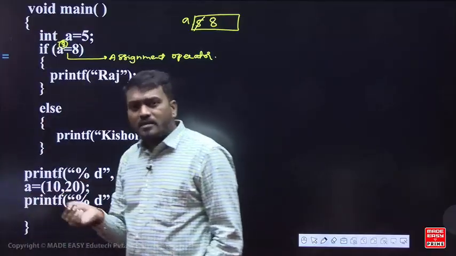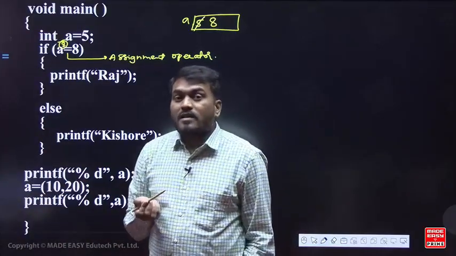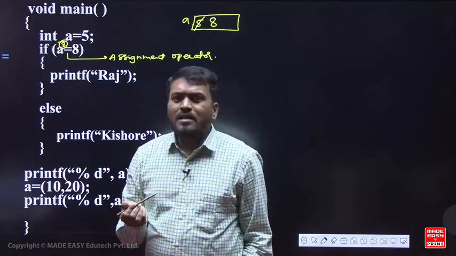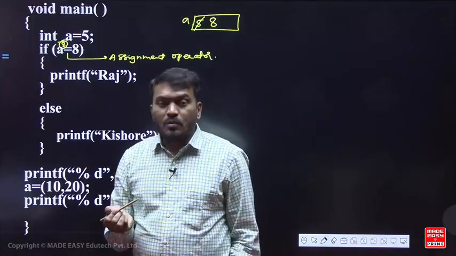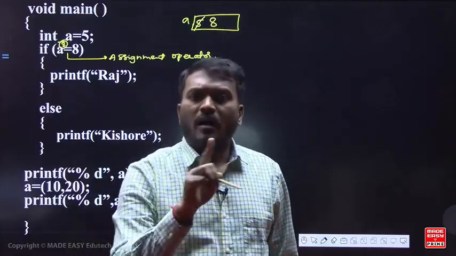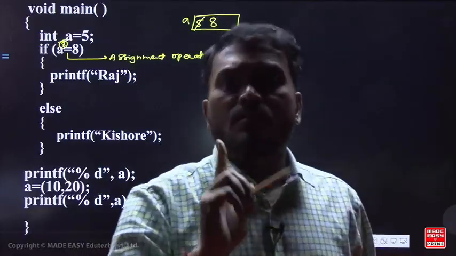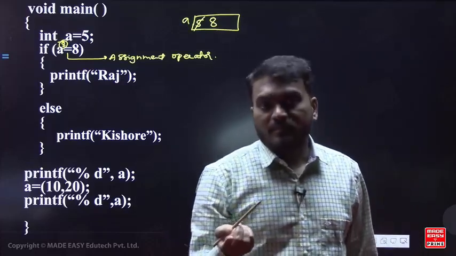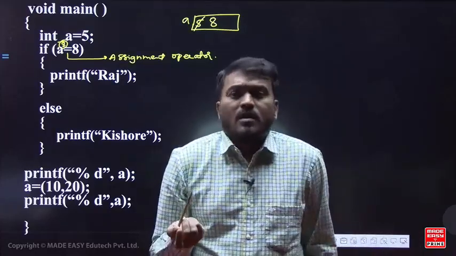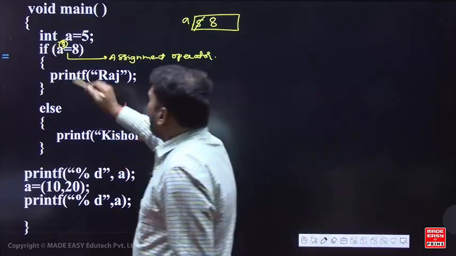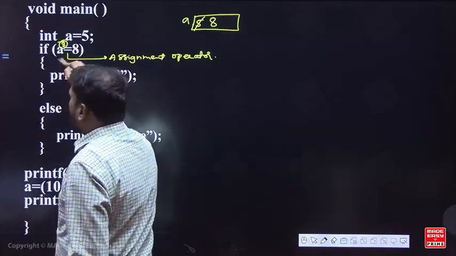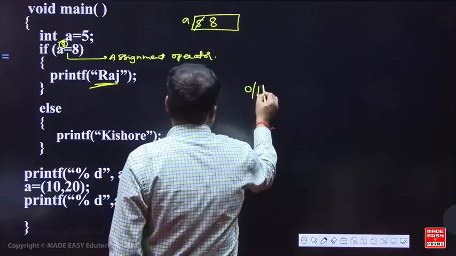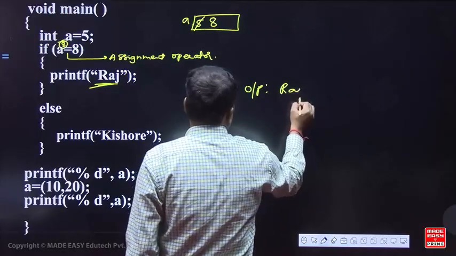What is the assigned value here? 8. So in the if condition, you are passing which value? 8. So is 8 treated as true or false? True. Remember, just now I told you all non-zero is considered true and 0 is considered false. So if 8, it is treating as true here. So what will it print? Raj.